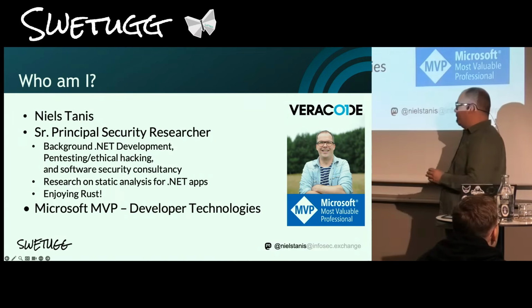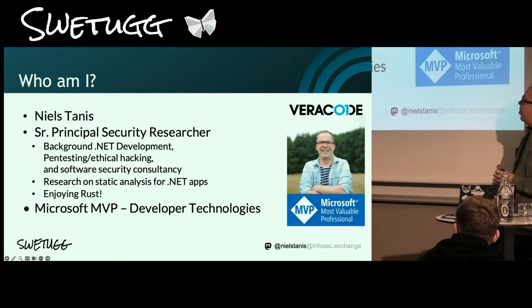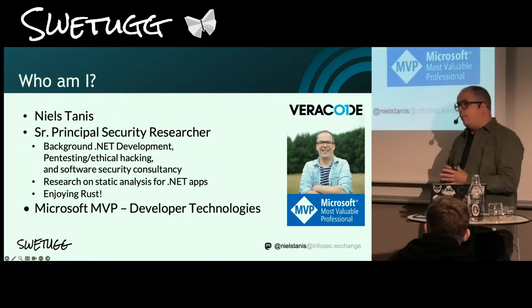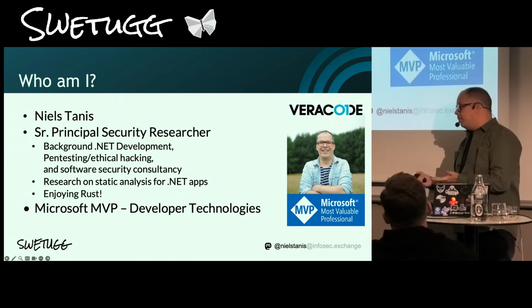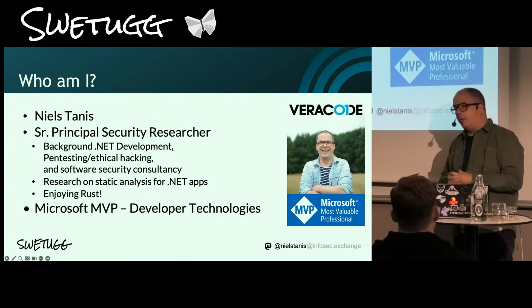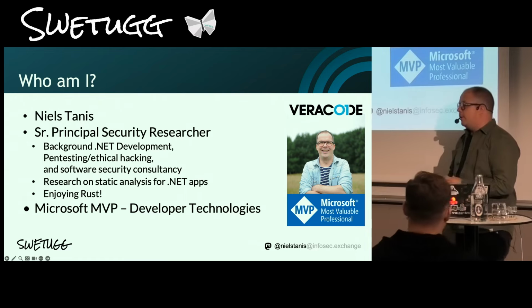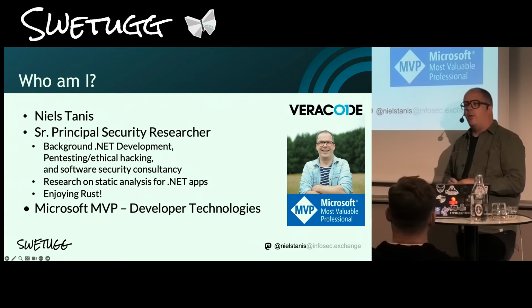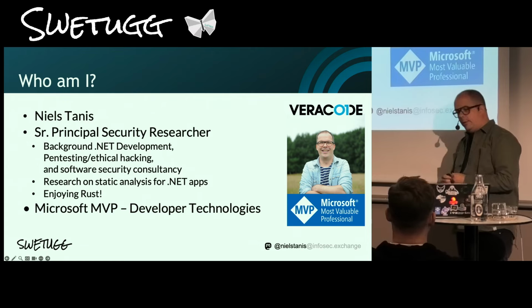First, it's always polite to introduce yourself. Big picture on the screen. So my name is Niels Tanis, and I work as a security researcher for Veracode. I have a background in .NET development. I started out my development career in the early 2000s with the first bits of .NET. And I always did security on the side because it was a lot of fun to do. And then in 2015, I joined Veracode, where I mostly focus on what we do for static analysis for .NET.